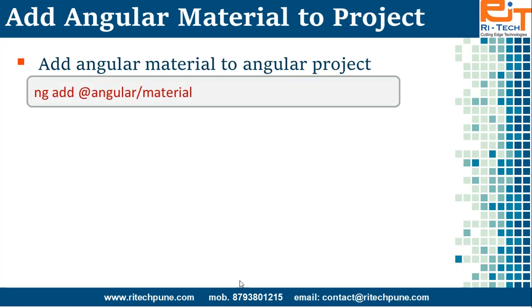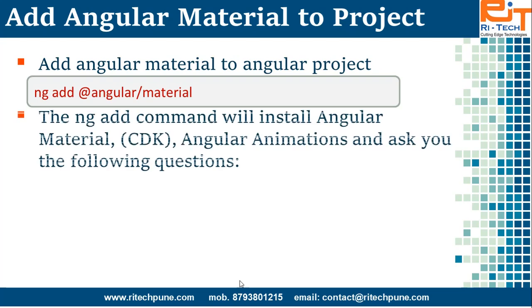Now to add Angular Material to the Angular project, we'll say ng space add space @angular slash material. So once your Angular project is ready, we'll go to the project folder. Now in the project folder, we'll put this command: ng space add space @angular slash material. It will add the Material library to the Angular project.